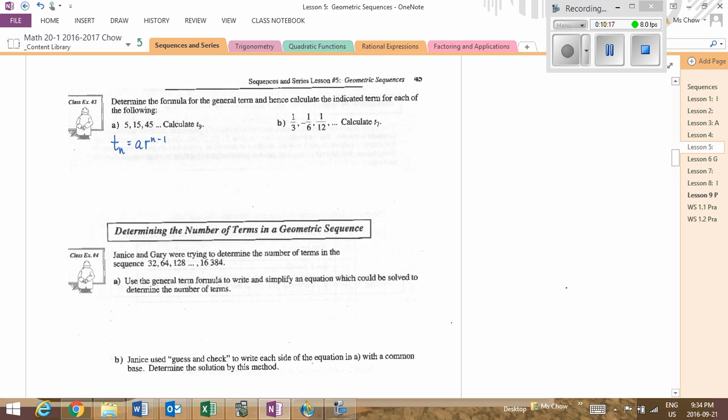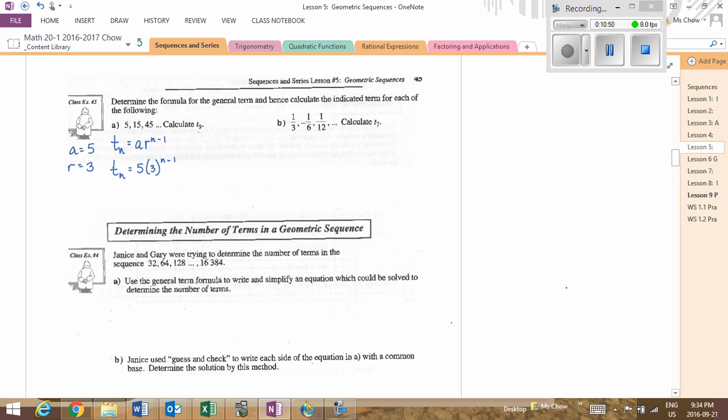So in this case, what do we know? a is 5, and for r, 15 divided by 5 is the same as 45 divided by 15, which is our r value, which is 3. We are just doing a general term, so n stays as n. So our general term then is going to be Tn is equal to 5 times 3, all to the n minus 1. And again, do not multiply a and r. Order of operations says you have to figure out that exponent first.